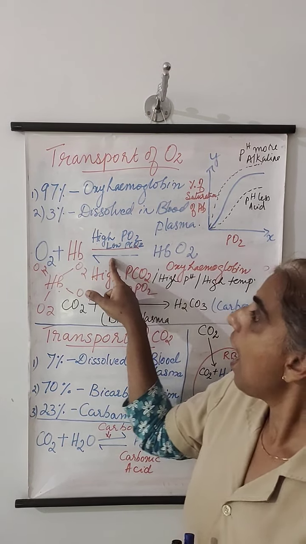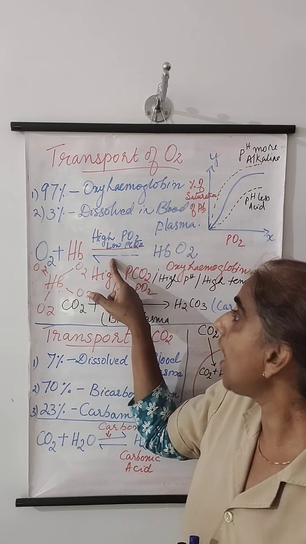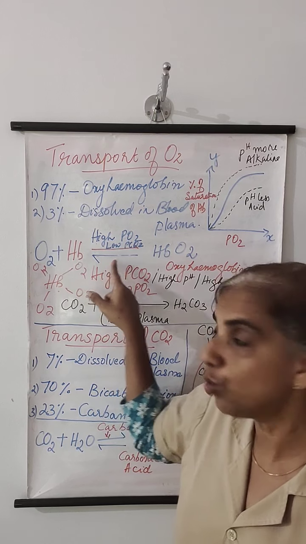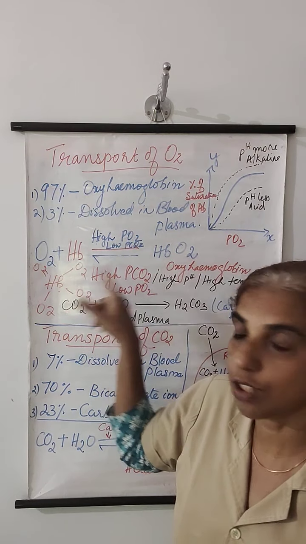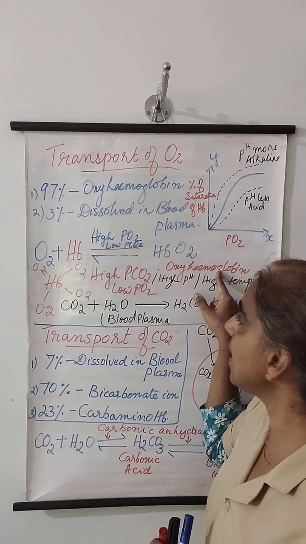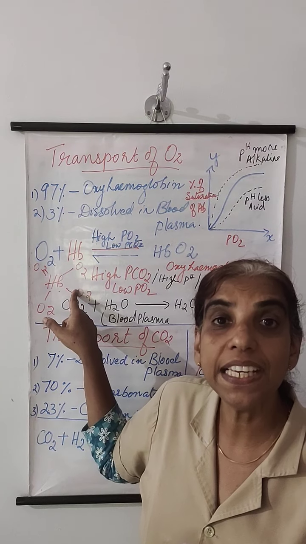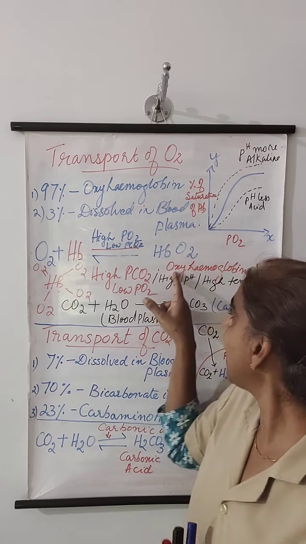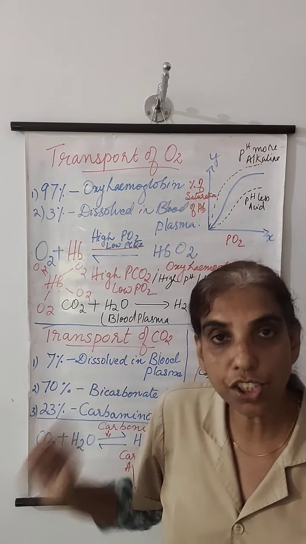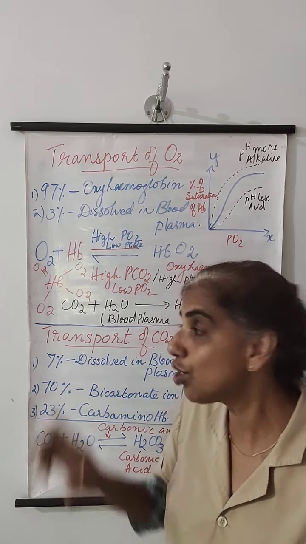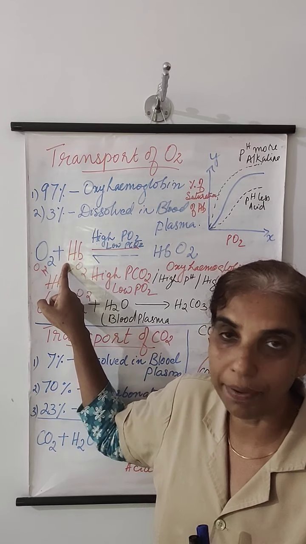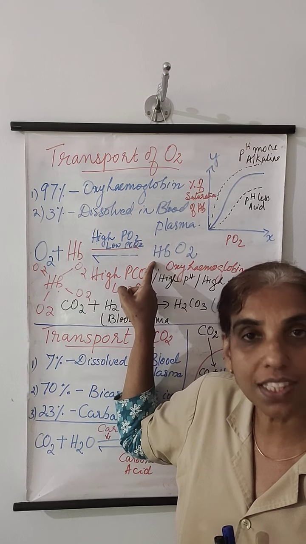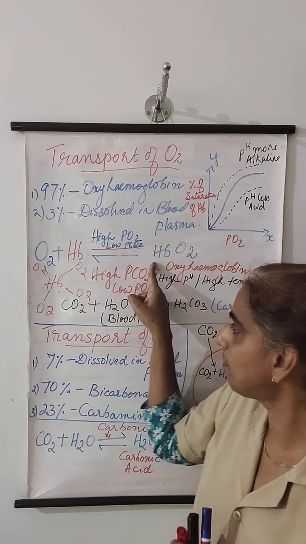Now, if the condition is high PCO2 and low PO2, the reverse reaction will take place. That means this oxyhemoglobin will dissociate into hemoglobin and oxygen. That normally happens at the tissues. So you can say that at the tissues, the reverse order will happen. In the alveoli, the normal formation of oxyhemoglobin takes place.